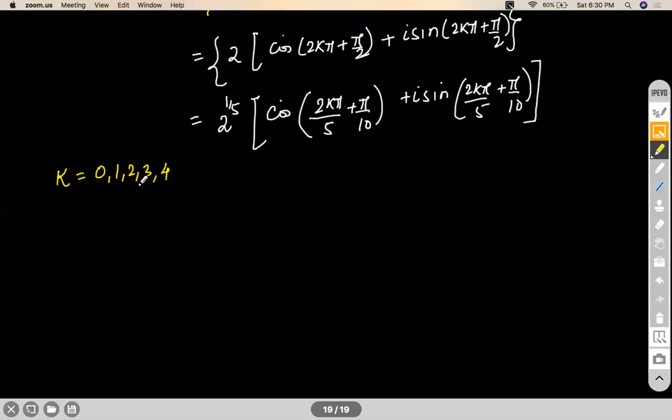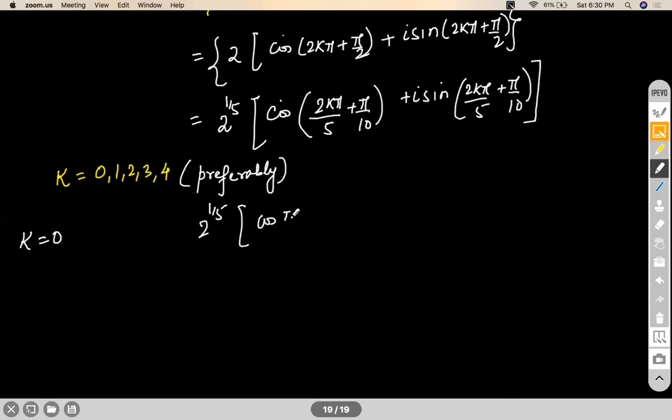This is the most preferred choice because it is going to give you simple results. If you want, you can choose 100, 101, 102, 103, 104 also, but again, you will have a problem in calculating it. So this is preferable. Again, I'm repeating, preferably. It's not an urgency. Now, I'll show you what will happen if you put the next value 5. If you put k equal to 0, what do you get? You get 2 to the power 1/5 times cos pi by 10 plus i sin pi by 10.